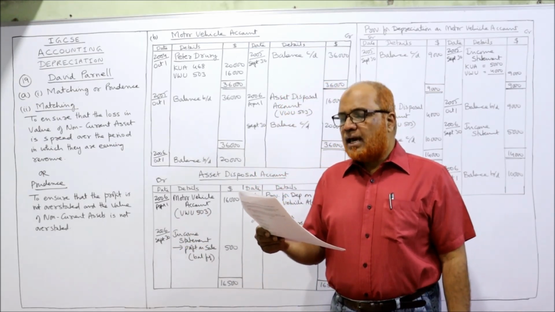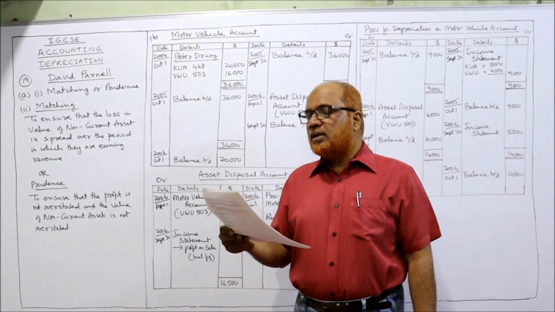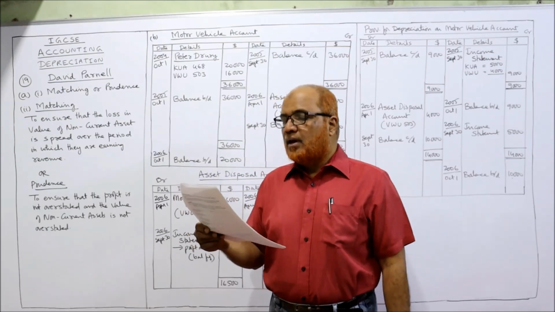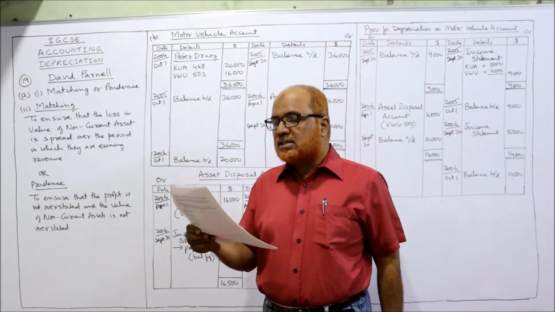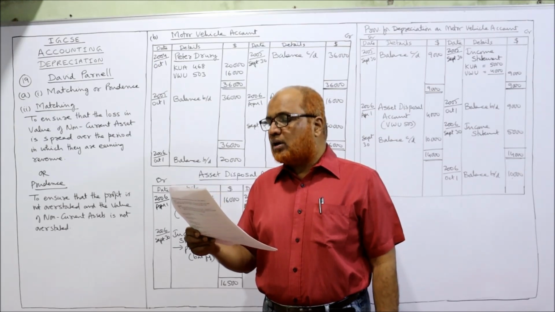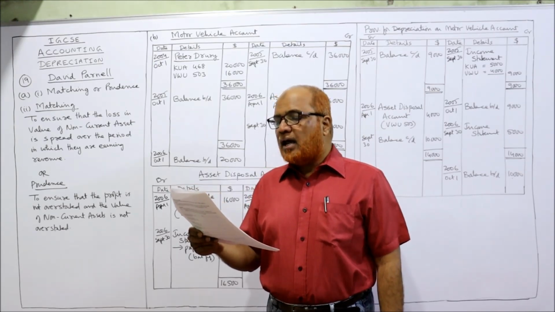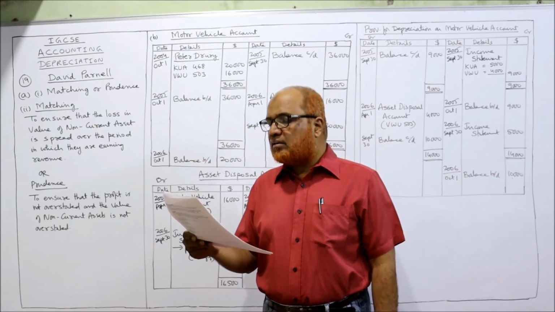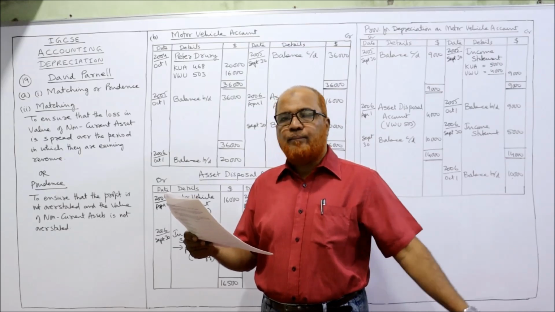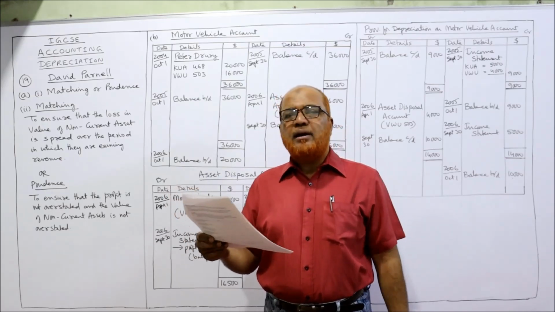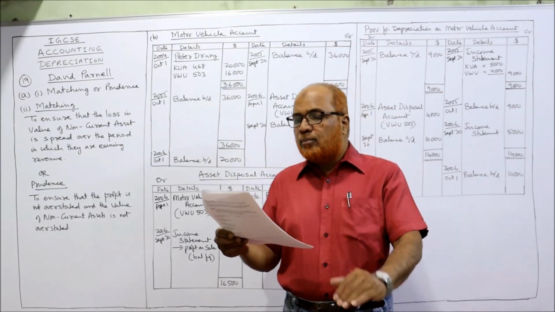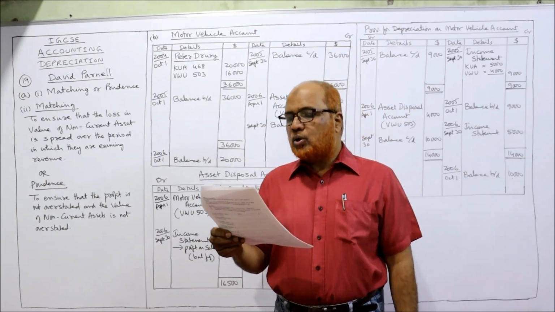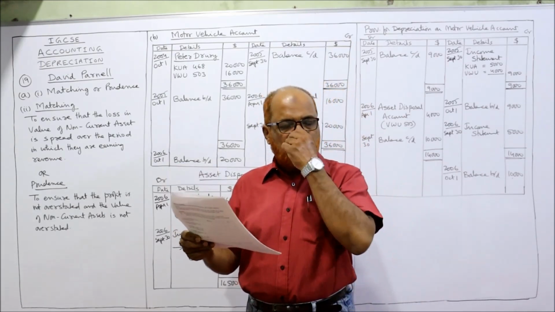Now, on 1st April 2006, actually the first two motor vehicles were purchased on 1st October 2004. Now on 1st April 2006, David Parnell decided that one motor vehicle was not required and he sold vehicle VWU 503 on credit to Rumera traders at $12,500. Simply, on 1st April 2006, the second motor vehicle, that is VWU, was sold for $12,500 on credit to a customer Rumera traders.